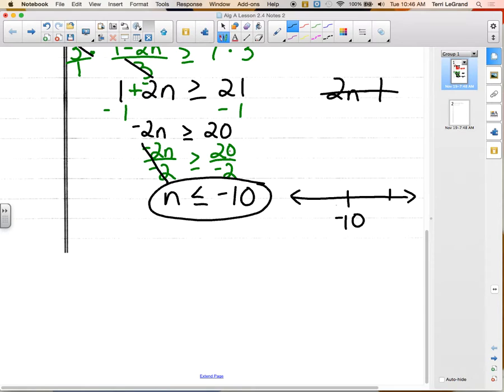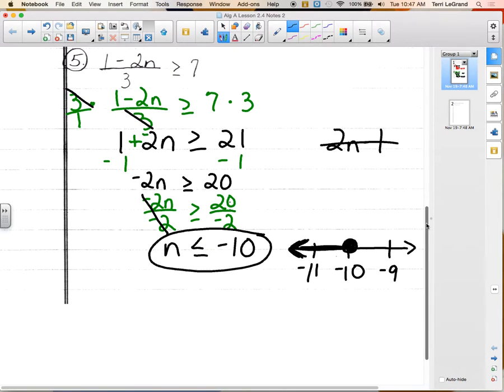So what integer neighbor is to the right? What's this integer neighbor? Negative 9. And this integer neighbor over here is? Negative 11. Okay. What kind of a circle do we want at negative 10? Negative 10 is included, so we want to shade it in. What numbers are smaller than negative 10? Anything to the left. Negative 11, negative 10 and a half, negative 2 billion. Anything to the left is smaller than negative 10. So again, when we substitute something from that shaded region, it better make that inequality true.